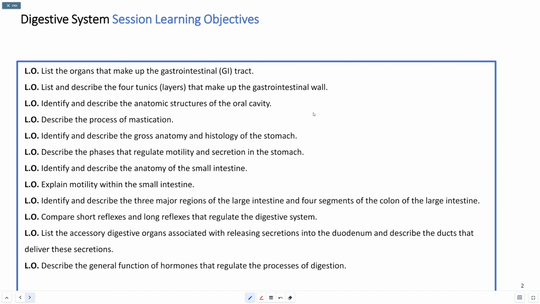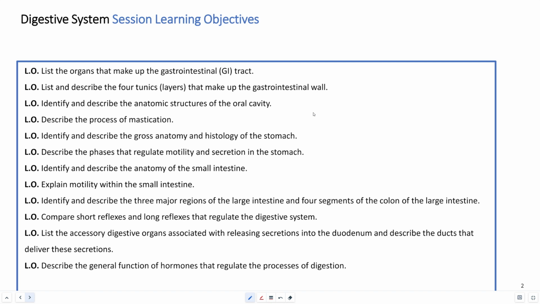In this session, we'll cover the following learning objectives. List the organs that make up the GI tract. Describe the four tunics that make up the gastrointestinal wall. Identify and describe the anatomical structures of the oral cavity. Describe the process of mastication.